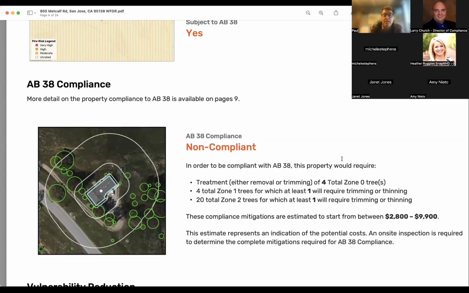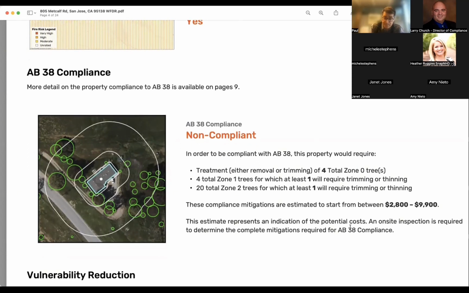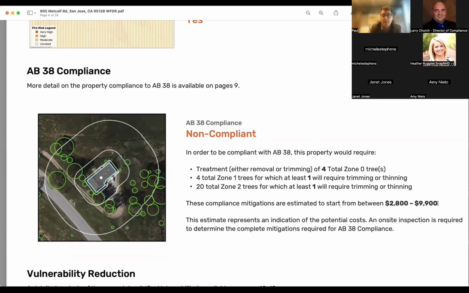AB 38 compliance? Well, it's non-compliant. There's a number of reasons why. We're going to get into that later in the report. But here we tell you that you're in a non-compliant state as it exists today from what we can see in the satellite. And then here's the quick range of potential costs that might be required to mitigate the non-compliance.